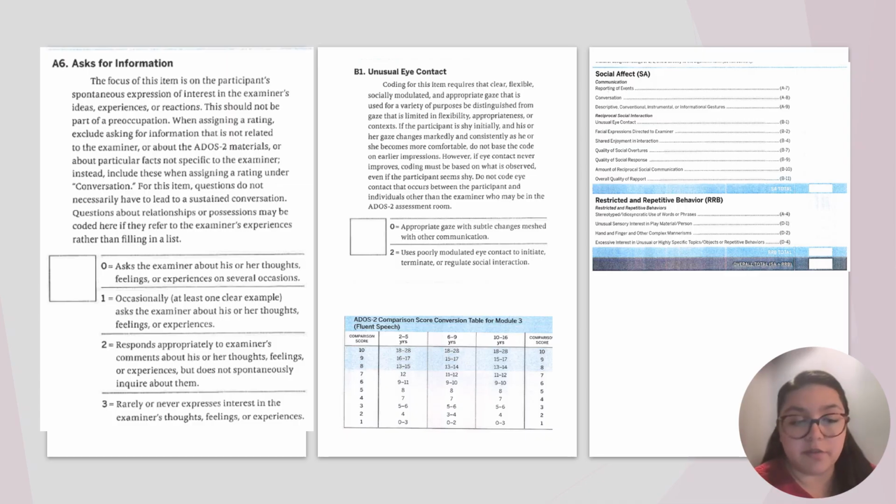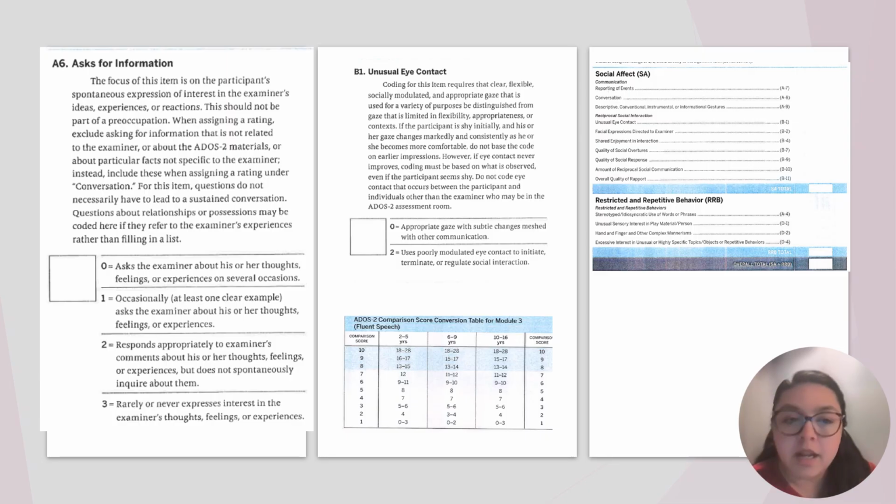Question or score of 3, rarely or never expresses interest in the examiner's thoughts, feelings, or experiences. And then for eye contact, that one is clearly on the DSM. We have a person may have appropriate eye contact or uses poorly modulated eye contact. So the scoring goes more into it in the training, of course, and I just gotta say it: this isn't a training for ADOS assessments. You can't just go out there and do them because I'm showing you an aspect of them, of course.